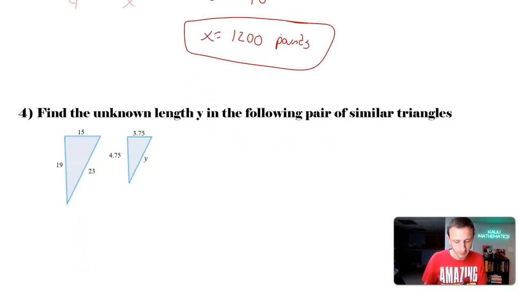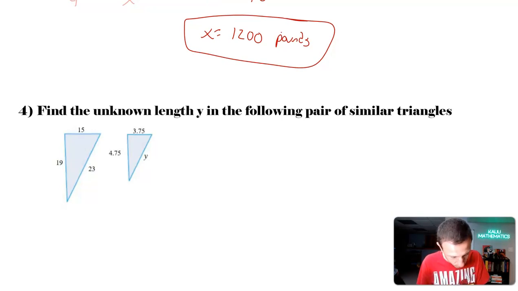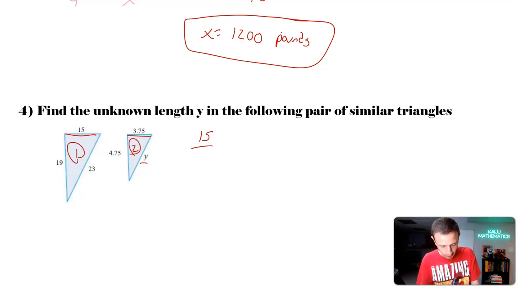Find the unknown length y in the following pair of similar triangles. So we have this side here, y, that's the unknown. We have these triangles, and we want to figure out what the length of y is when they are similar triangles. That means if they're similar, the sides are in proportion. So I can take this side here and this side here. I'm going to call this triangle 1 and triangle 2. So that's 15 over 3.75.